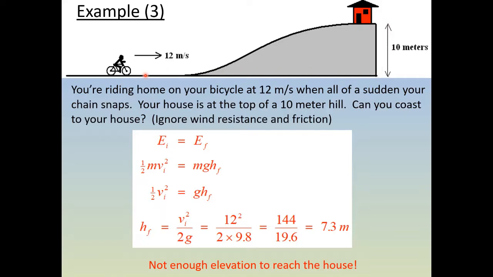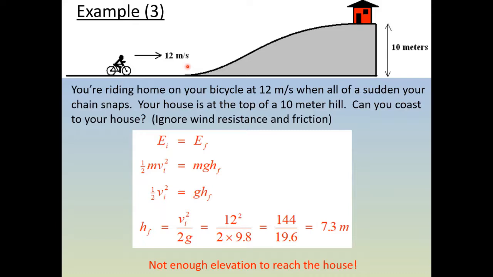So this is a good example of using the conservation of energy principle to solve this problem. We know that the initial energy of the bike here is all kinetic energy, right? Because the bike is on the ground at an elevation of 0. There's no height, so there's no potential energy. So the energy of the bike is 1/2 mv squared.